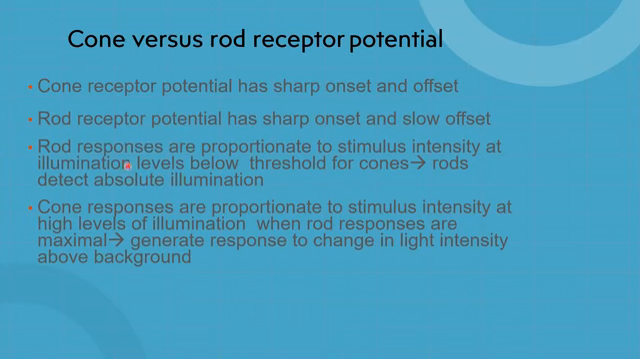off very slowly. And rod responses are proportionate to stimulus intensity at illumination levels below threshold for cones, and rods detect absolute illumination. Cone responses are proportionate to stimulus intensity at high levels of illumination when rod responses are maximal, and they generate a response to change in light intensity above the background. That's why cone responses are responsible for color vision.